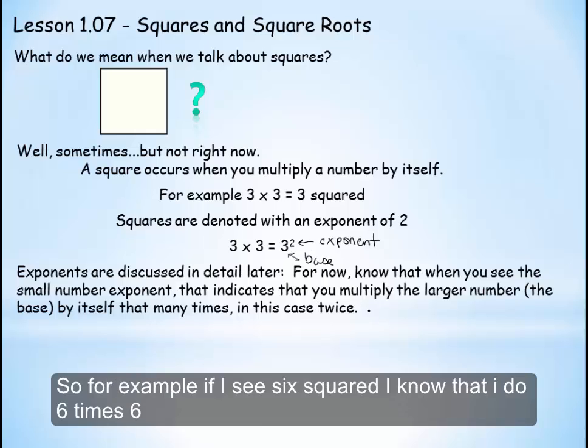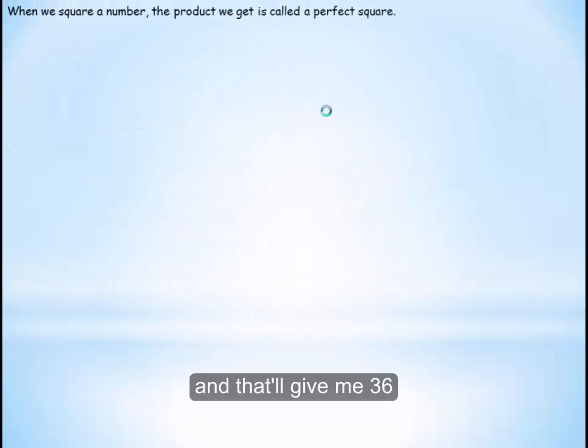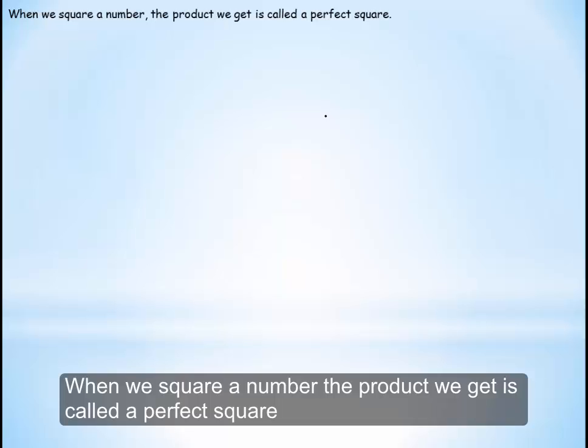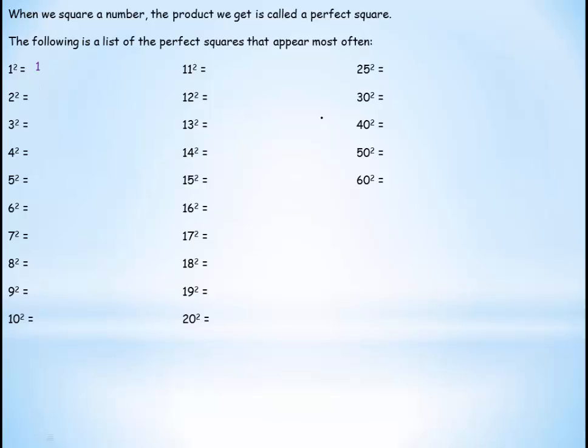Okay. So, for example, if I see 6 squared, I know that I do 6 times 6, and that will give me 36. When we square a number, the product we get is called a perfect square. The following is a list of the perfect squares that appear most often. 1 squared is 1, 2 squared is 4, 3 squared 9, 4 squared 16, 5 squared 25, 6 squared we just did 36, 7 squared 49, 64, 81, you get the idea.